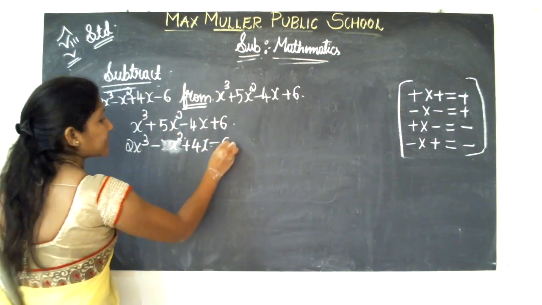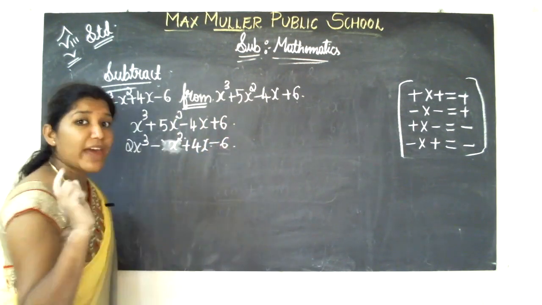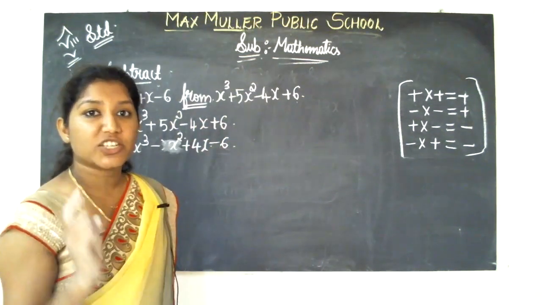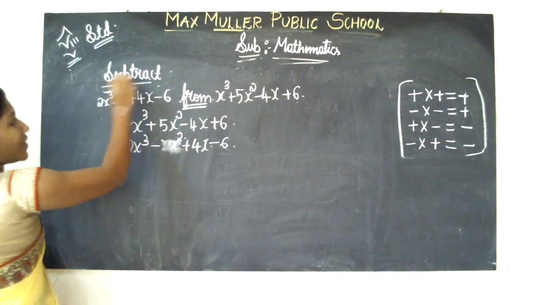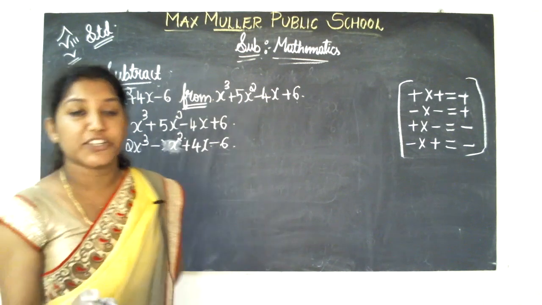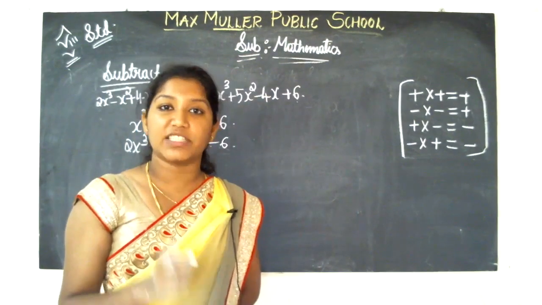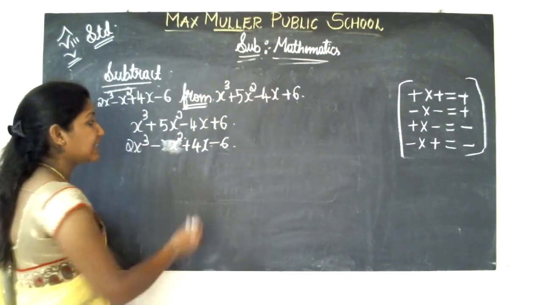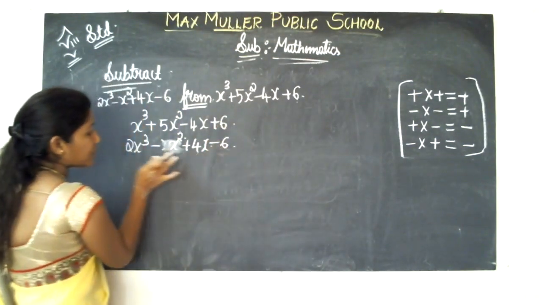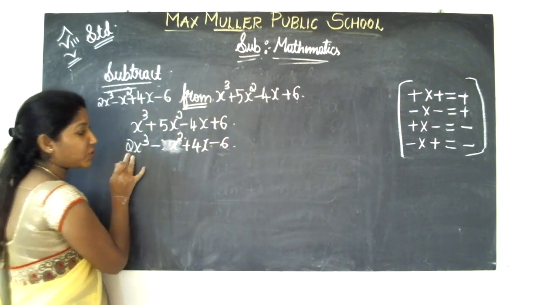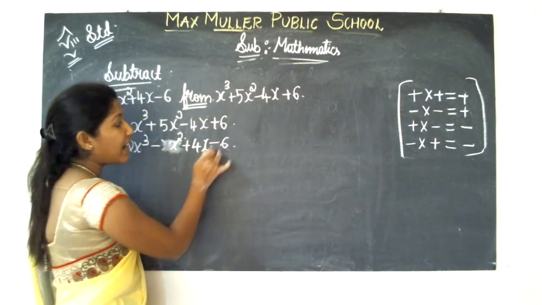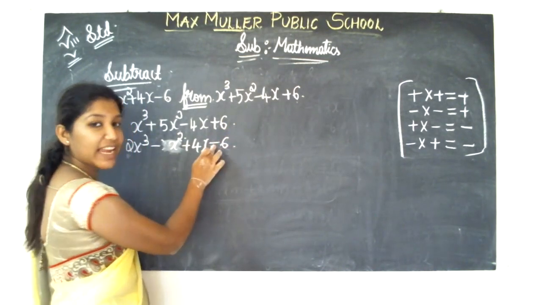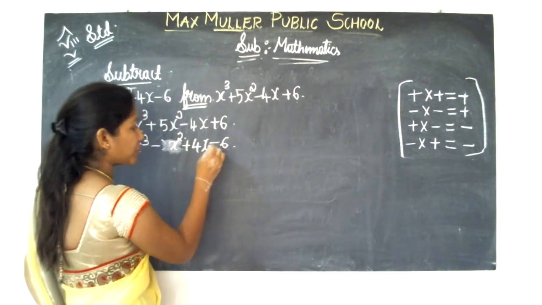and then minus 6. And the very important thing in subtraction is you have to notice whether it is a subtraction or addition. In addition, you are not changing the signs, but in subtraction, you have to change the signs. That is, here you have to see the last expression, what you have written under like terms. If a negative term is there, you have to put a positive sign.